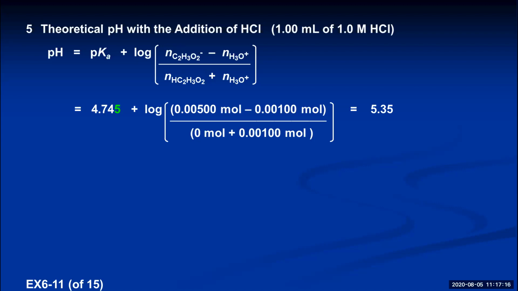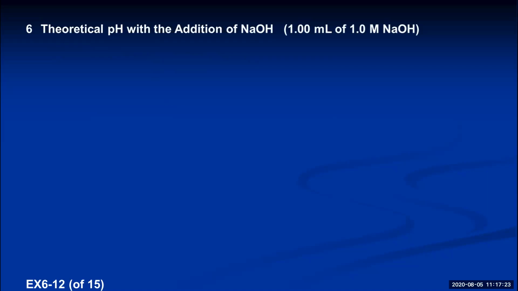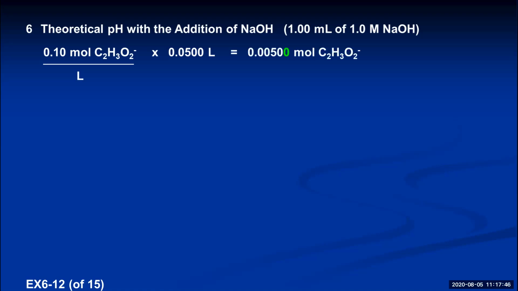Calculation number 6 is the theoretical determination of the pH of this sodium acetate solution if we add sodium hydroxide to it, 1.00 milliliter of 1.0 molar. So we're mixing solutions together, work in moles, calculate the moles of the species present. We have the acetate ions that were originally 0.10 moles per liter. Calculate the moles by going molarity times volume. You had 50 milliliters of the sodium acetate solution. So molarity times volume will give me moles. So it's identical to what we did before, 0.0050 moles of acetate ions.